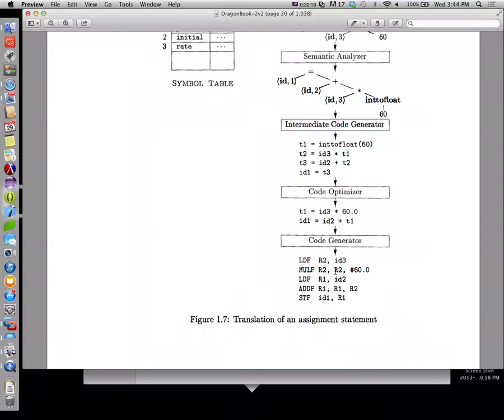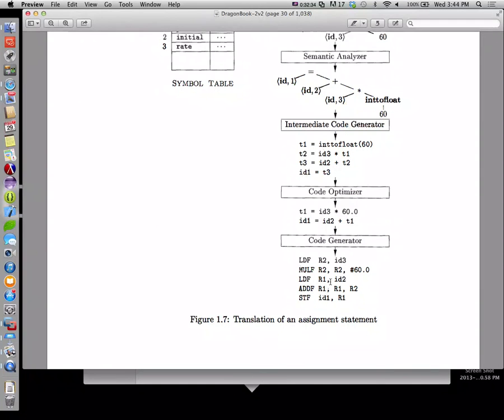Actually, it's like register 2 equals register 2 times 60. Oh, right. So we're going to multiply register 2 by the literal value 60.0, storing the result back in register 2. So at the end of this line, register 2 is the value of T1 here.